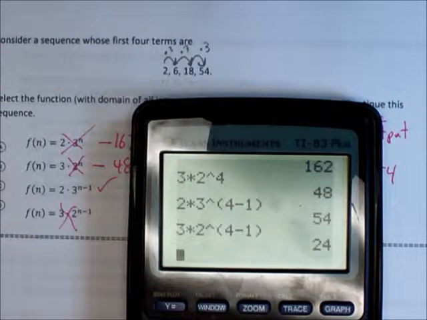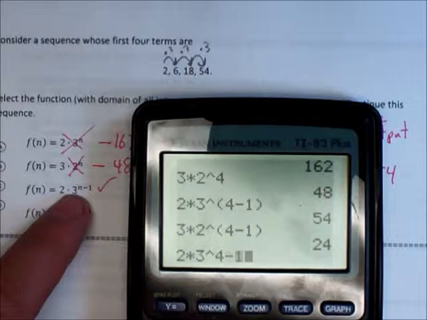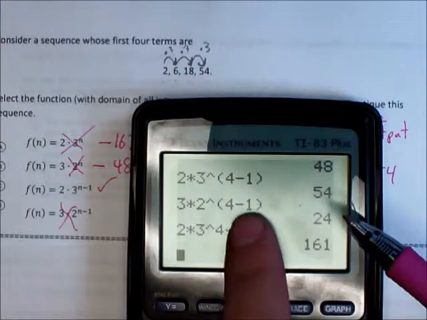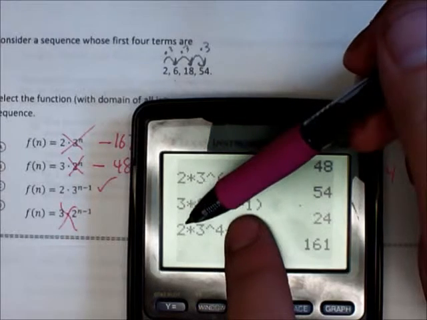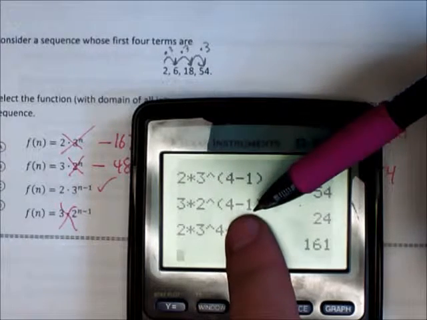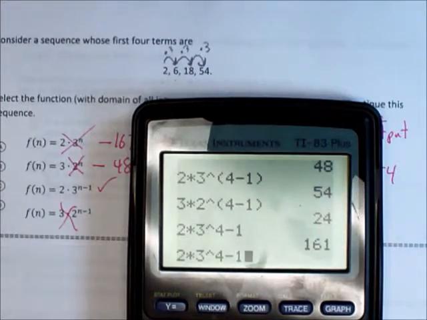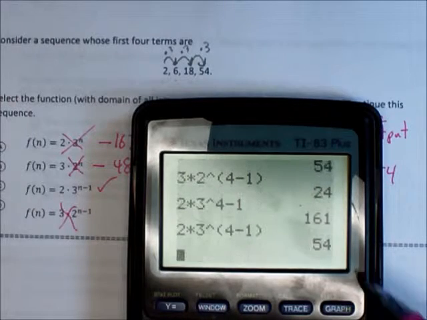Just to reiterate what I was saying about those parentheses, if I did 2 times 3 to the 4 minus 1, this is the same as this one here. I don't get 54. Why? Because it's following its order of operations. It's saying exponents first, then multiplications, then subtractions. So you need these parentheses to force it to subtract before it applies the exponent. Okay.